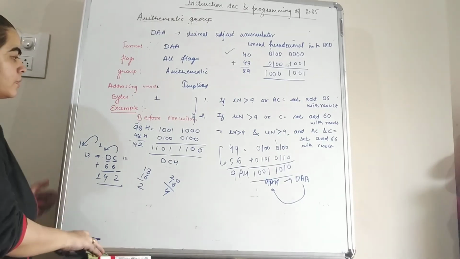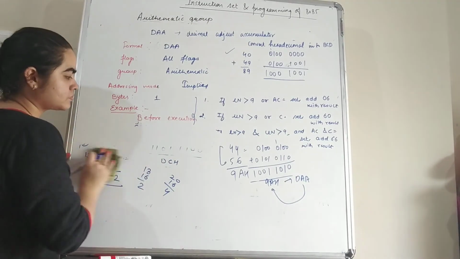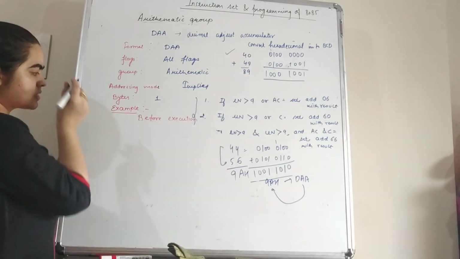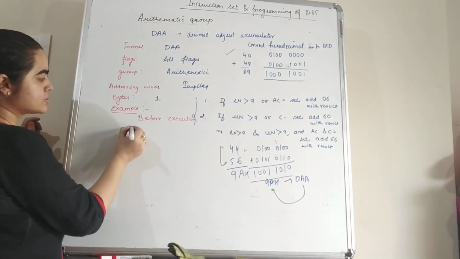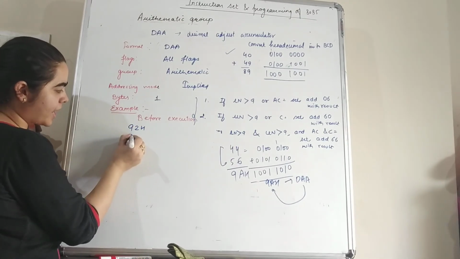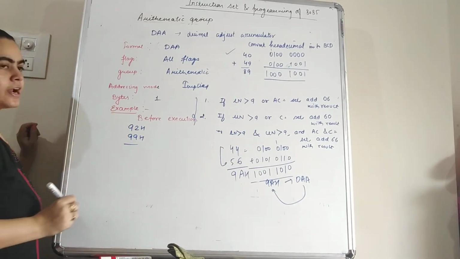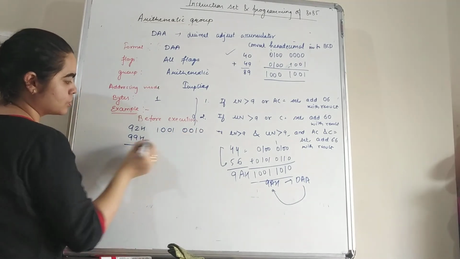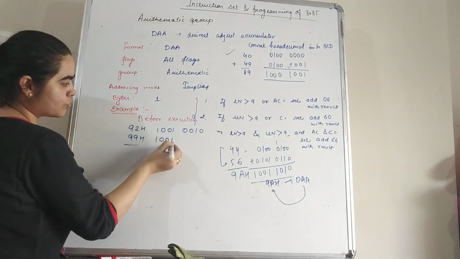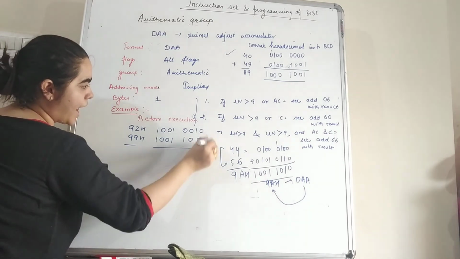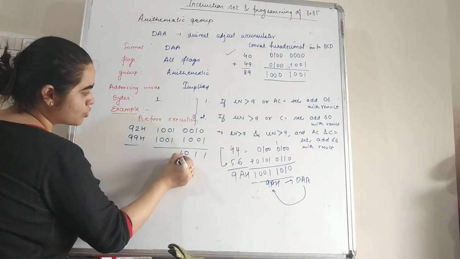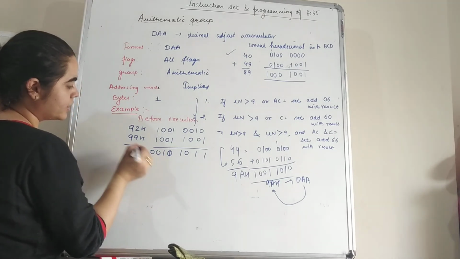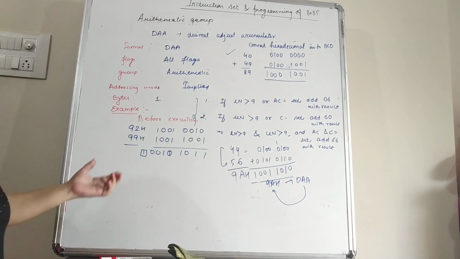We can take one more example for better understanding. For example, we have two values, that is 92H and 99H. So 92H is 1001 0010, and 99 is 1001 1001. Add these two numbers, 1101 0100, and 1 is carry.